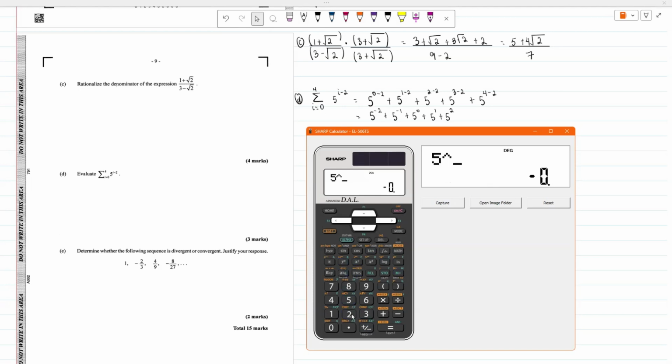5 to the power minus 2. Let's put each one in brackets. 5 to the power minus 2 plus 5 to the power minus 1 plus 5 to the power 0 plus 5 to the power 1 plus 5 to the power 2 equals 31.24. Let me go with 31.24 now. That's looking a little nicer.